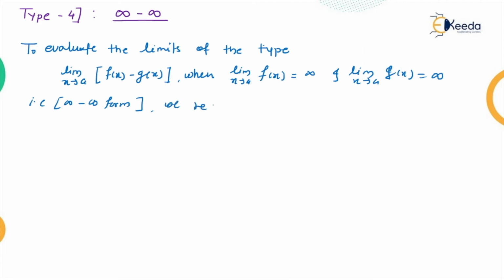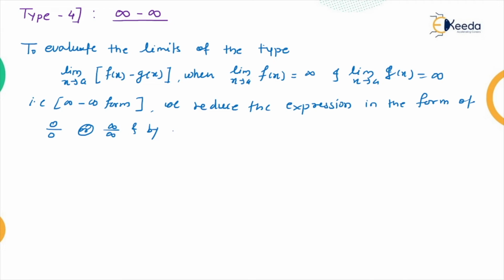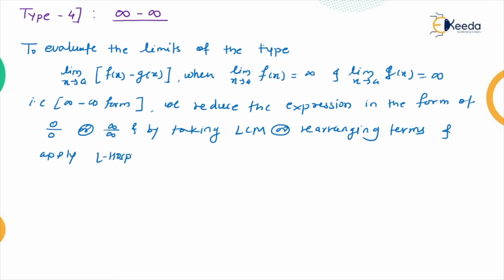Now we reduce the above expression into the form of 0 by 0 or infinity by infinity, by taking the LCM or rearranging the terms, and apply L'Hospital's rule to evaluate the limits of this type.